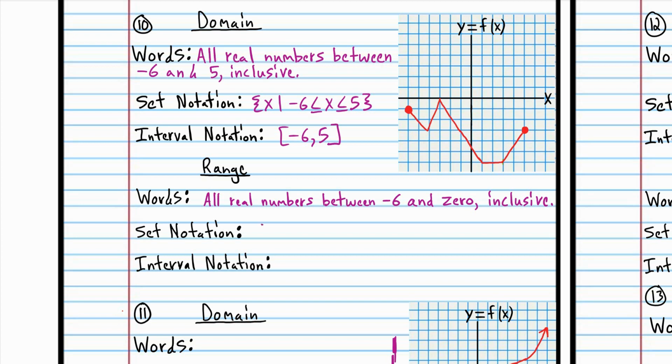So in set notation, we say the range is the set of all y values such that y is between -6 and 0, and we have to say less than or equal to because these purple points, they're all on the graph. So we say inclusive. In set notation, we need brackets, -6, comma 0, and there you go.